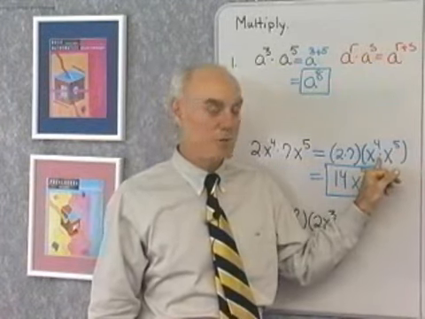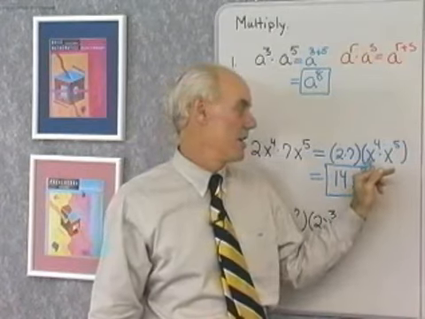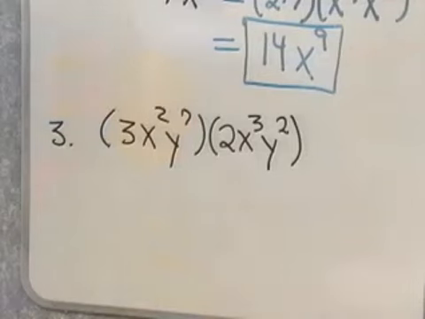Because every time I multiply with the same base, I can simply take that base to the sum of the exponents. X to the fourth times x to the fifth is always x to the 9th. Here's another example. A little more complicated. I've got numbers, a variable x, and a variable y.